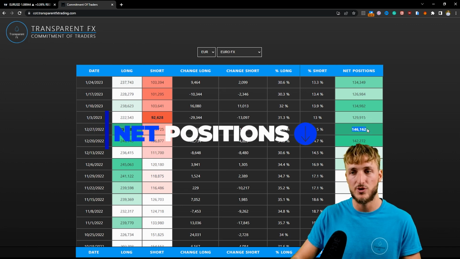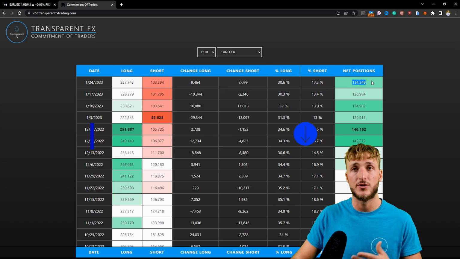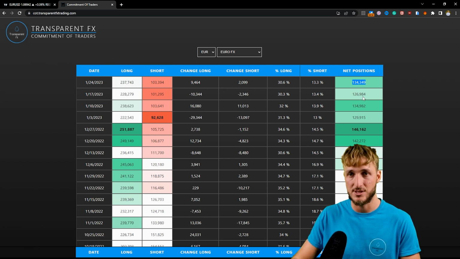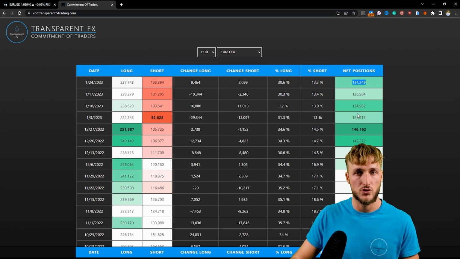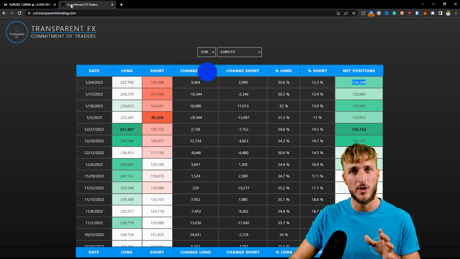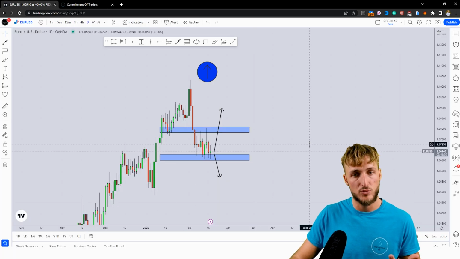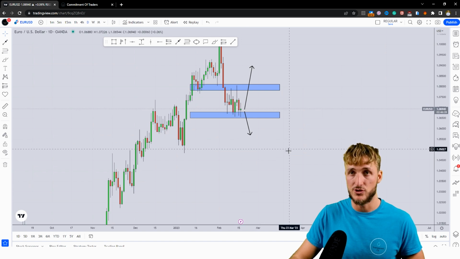We went from 146k all the way down to 134k net positions. So we definitely had a decrease of the net positioning with the last reports. This shows that at least in the short term, the euro is getting weaker. So it could seem like we would have a good probability of seeing a potential break below this support.